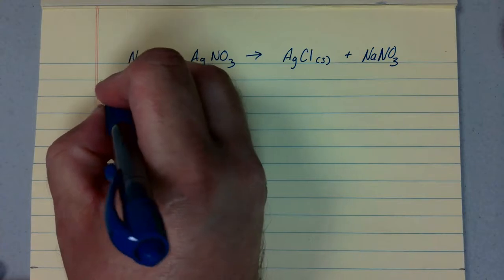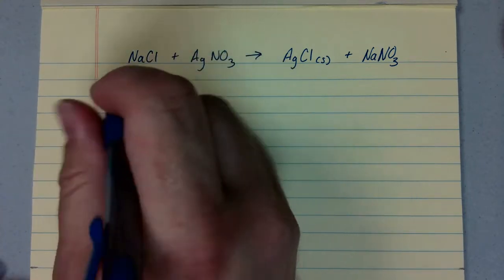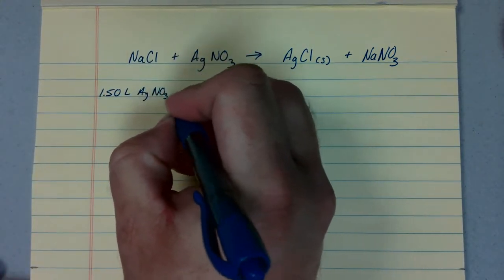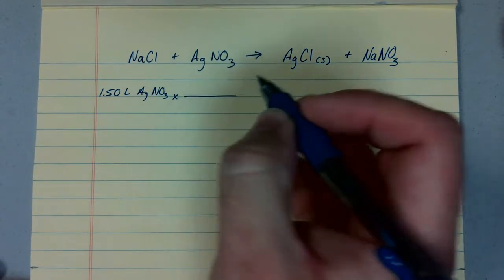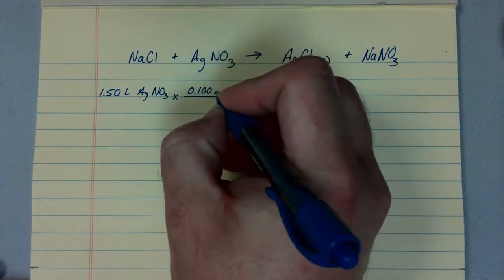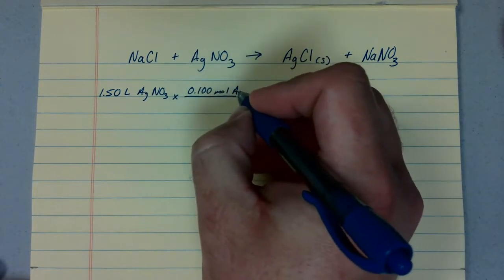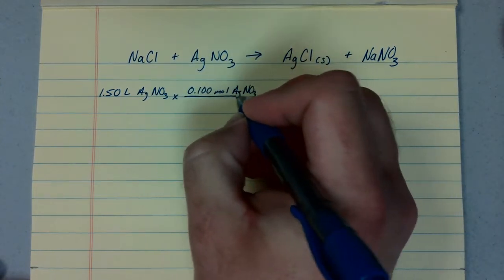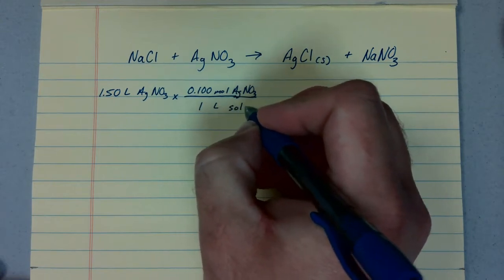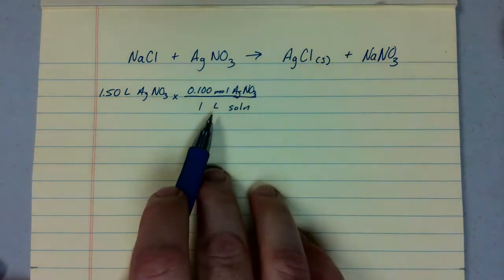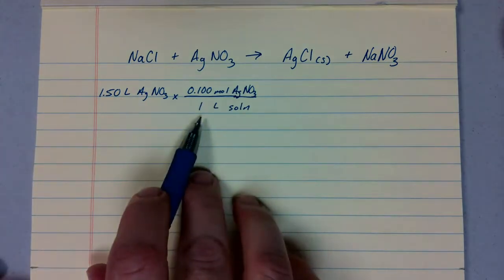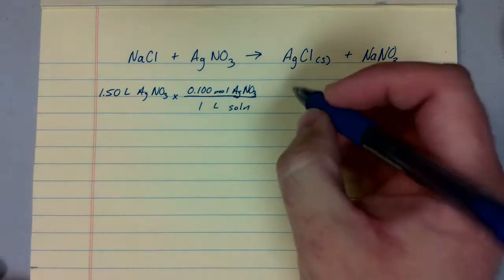Now, we got 1.50 liters of the silver nitrate solution. And let's convert that into moles. When in doubt, mole it out. 0.100 moles of silver nitrate for every liter of solution. So this is just the molarity that we were given in the problem, written as a conversion factor to cancel liters and get moles.